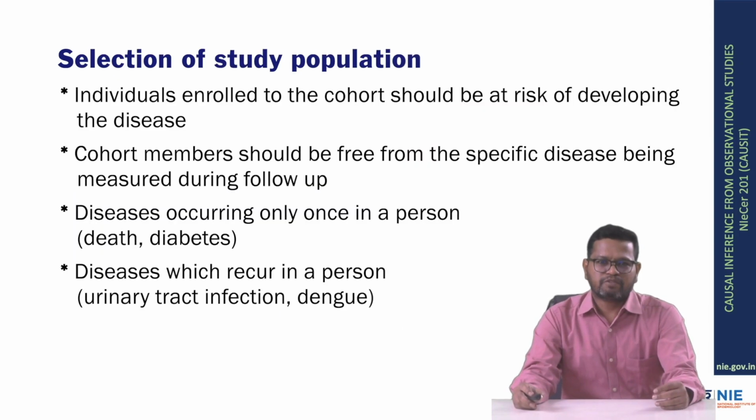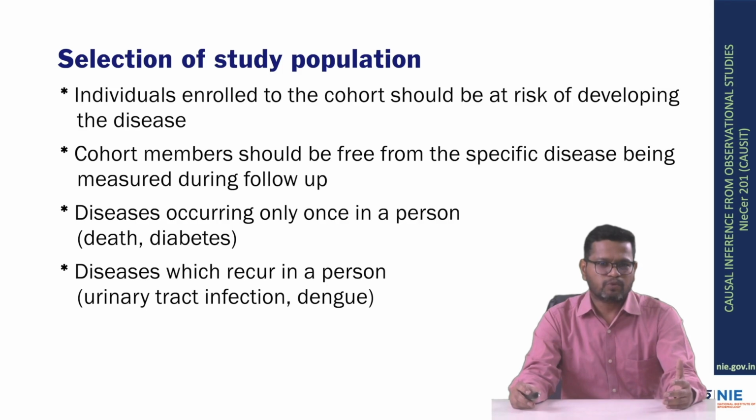The basic requirement for enrolling in a cohort is that they should be at risk of developing the specific disease we are investigating. This is often described as the population at risk. At the beginning of the cohort study, while enrolling participants, we should ensure they are free from the disease under investigation. For example, if the disease under investigation is cardiovascular disease, we need to ensure all the participants enrolled in both the groups are free from cardiovascular disease at the start of the study.